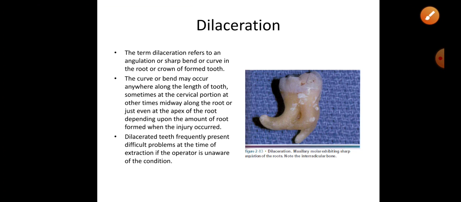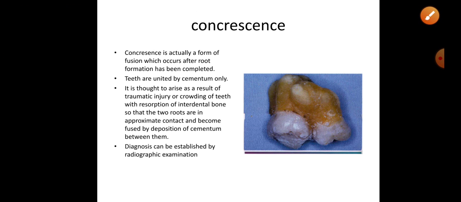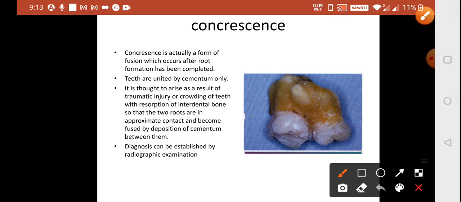Next comes dilaceration. Dilaceration refers to the angulation or sharp bend or curve in the root of a formed tooth. The tooth is normal but the root has a sharp bend. There is a bend in the root. And even the etiology of concrescence, we have read, can be pressure or traumatic injury or crowding of the teeth, which led them to unite, meaning there would be pressure from both sides, or there is less space in the arch, or crowding of the teeth that is letting these things unite.